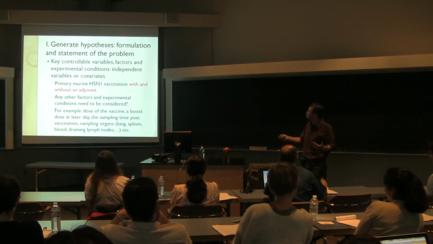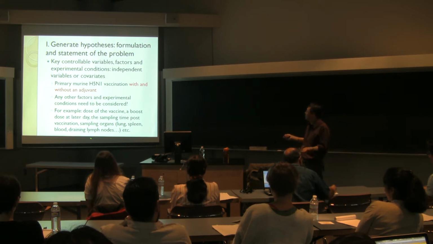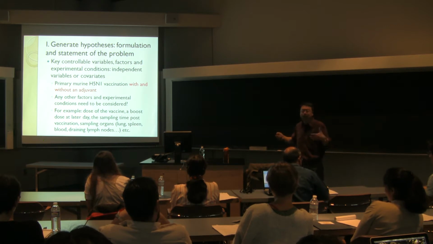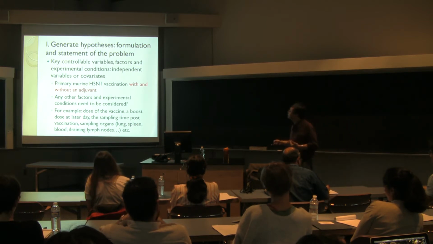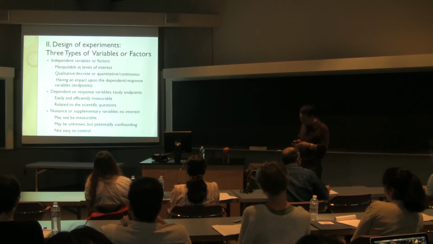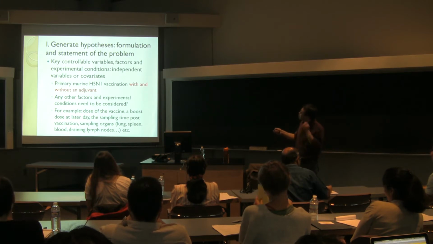How do you control these factors? Maybe some of the effect can be seen in the lung tissue, but not in the lymph node. Maybe in the spleen, maybe not in the blood. There are a lot of factors you have to think about, and so this is the question.